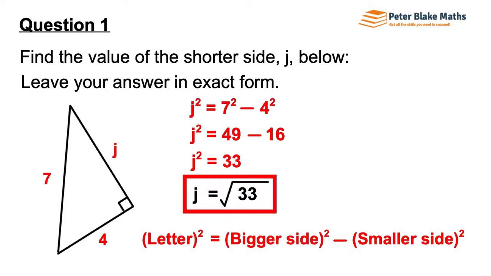We've got to leave it like that because the answer needs to be left in exact form, and that means leaving it as a surd like that, a square root of a number, and not putting it through your calculator and rounding it off. So final answer, j equals root 33.